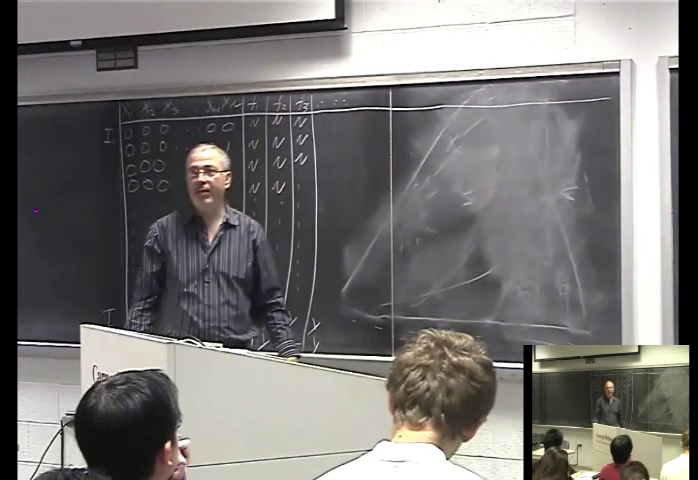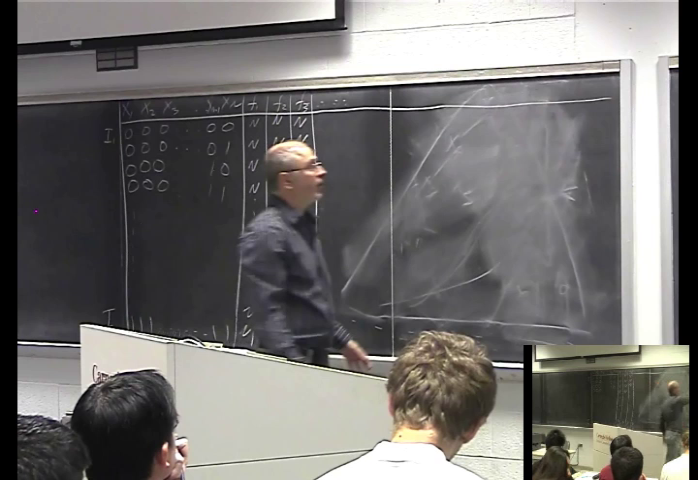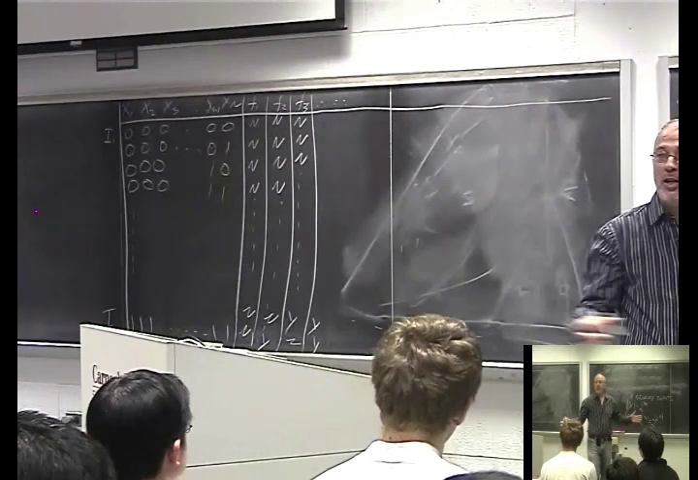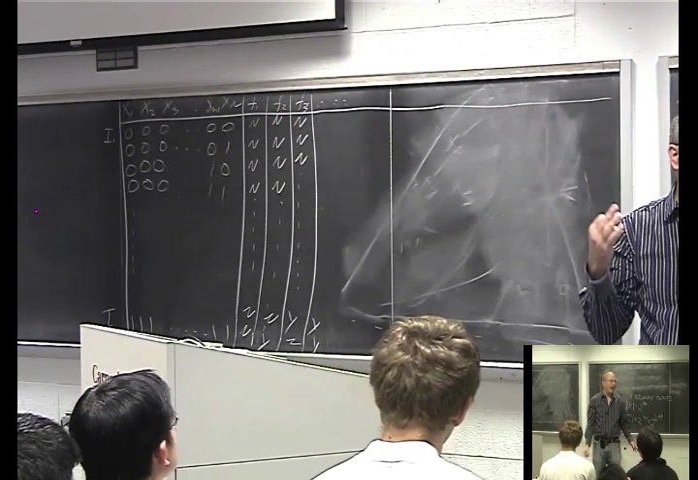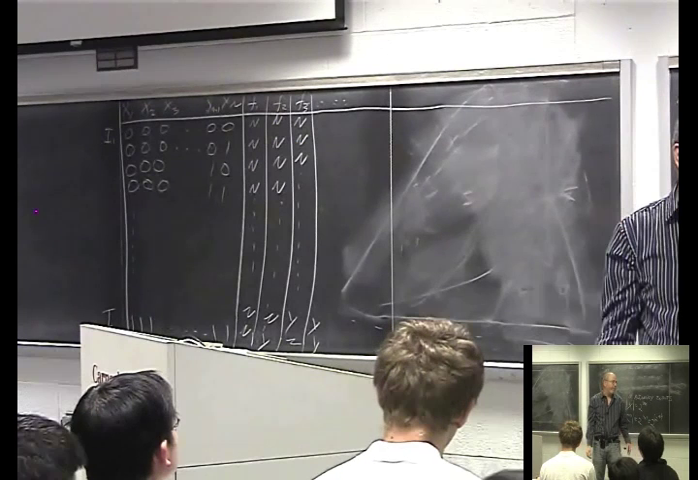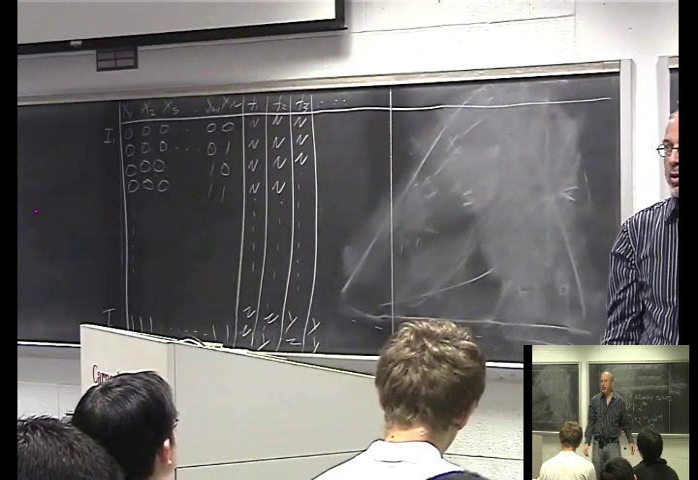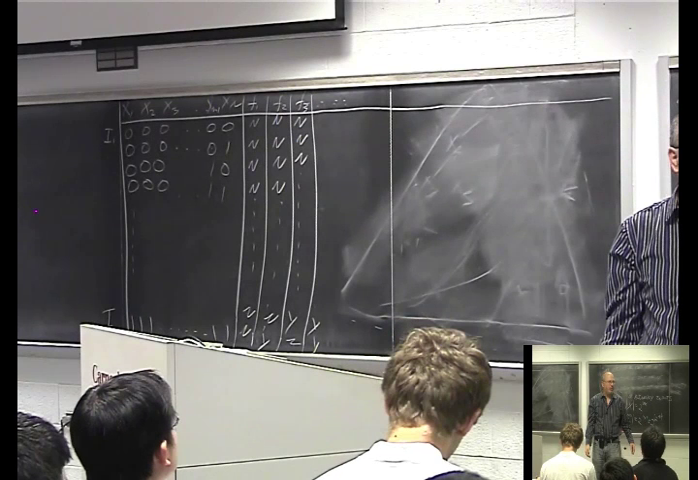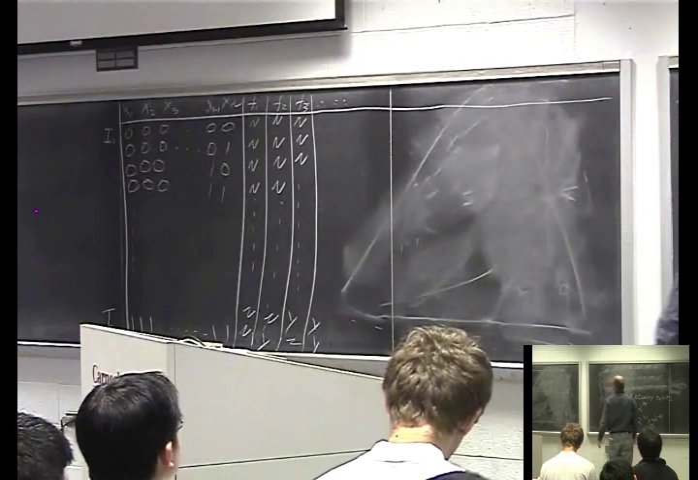How many functions do I have? 2 to the 2 to the n. Maybe I should go all the way to the end of the board to impress you with how fast 2 to the 2 to the n grows. Just think about how much 2 to the 2 to the n is when n is 10. 2 to the 10 is about 1,000. 2 to the 1,000 is... Did we talk about the number of elementary particles in the universe? We did. It's more than the number of elementary particles in the universe. So it's very, very far out.